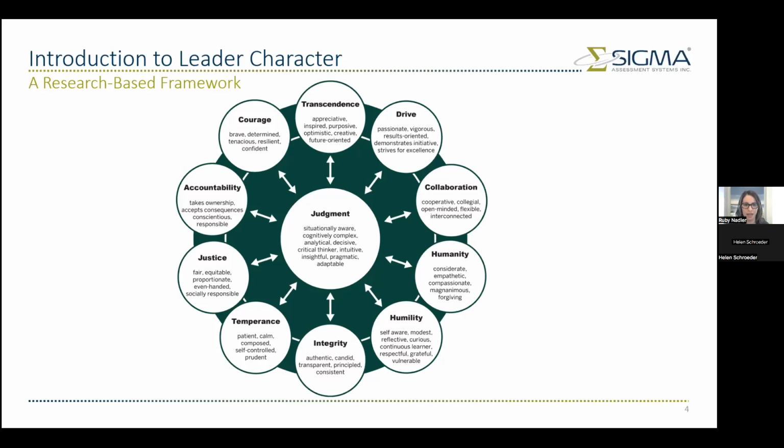And this framework was created due to the need to be able to talk about what leader character is and how to develop it. So this framework was developed in the wake of the 2008 financial crisis by a group of professors at the Ivey School of Business. So they went around the world to the major business centers, so the UK, Hong Kong, and North America, and talked to leaders about what had happened in the crisis, so what was going on. And they asked the question, would character have helped, right? Or could anything have been done to mitigate the crisis?